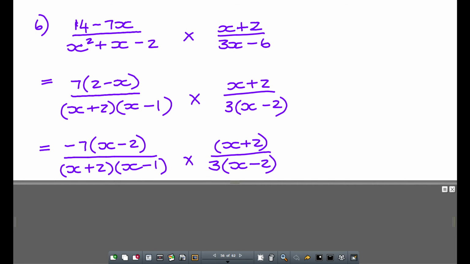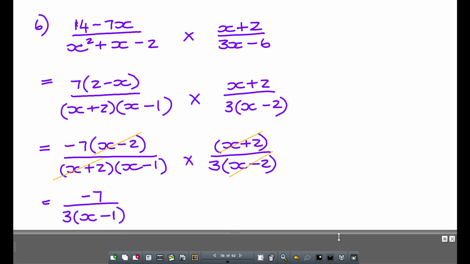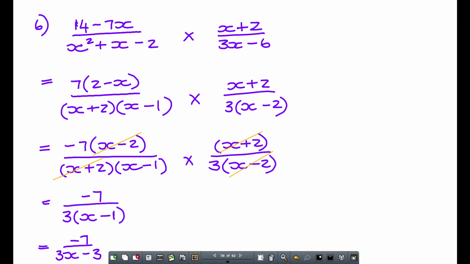Okay. Good. So when I get up until there, then I can cancel out. Then you can say the x minus 2 cancels with x minus 2. The x plus 2 cancels out with the x plus 2. So at the top is minus 7, at the bottom 3 times x minus 1. And then when I multiply it out, I get minus 7 over 3x minus 3.